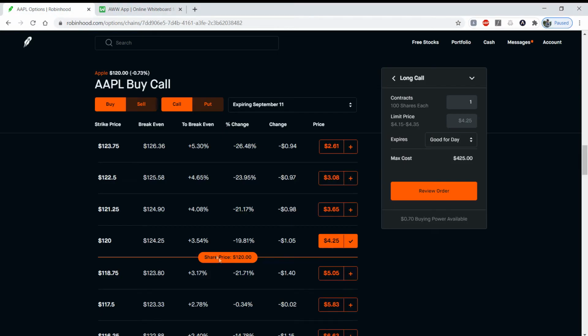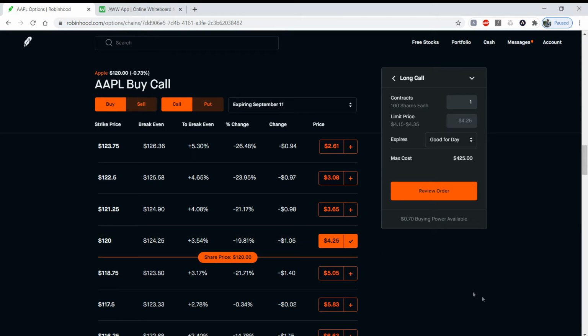Intrinsic value is the difference between the share price and the strike price. So obviously here, the difference between the strike price and the share price is zero. There is no difference in the share price and the strike price. The only value on this call is extrinsic, and extrinsic value is also known as time value. This goes down over time because there's less opportunity for the stock to go up to a price that makes this call worthwhile before the expiration date.